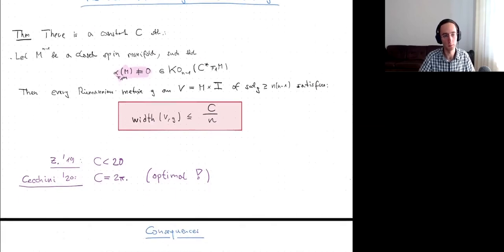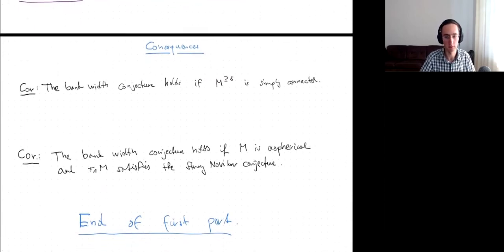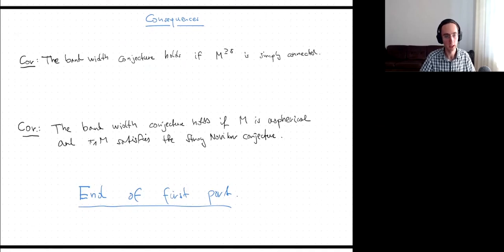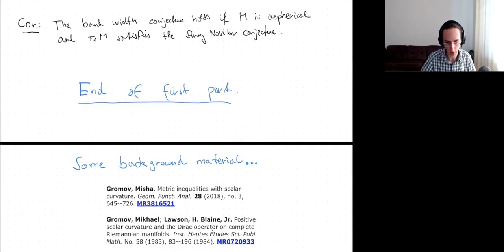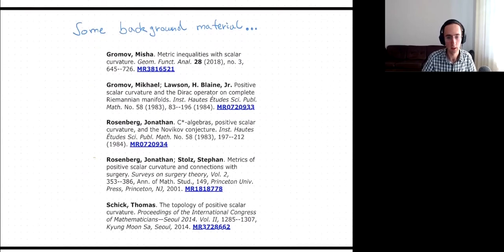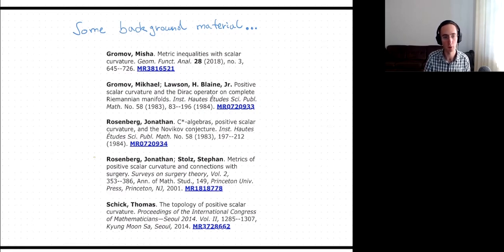All right, this will be the end of the first talk, and it was suggested that after the first talk, it would be helpful to have some background reading material. I just made an arbitrary selection of some relevant papers that serve as background for what I talked about now. For the conjecture, the context is explained in the recent metric inequalities of scalar curvature paper of Gromov.